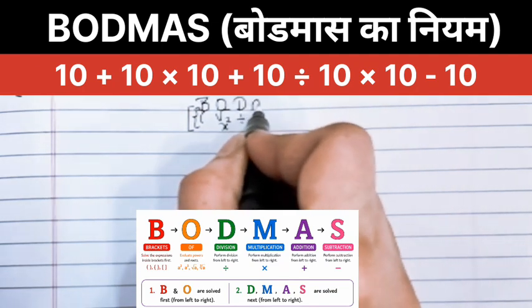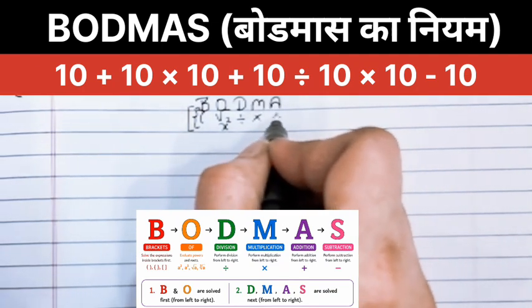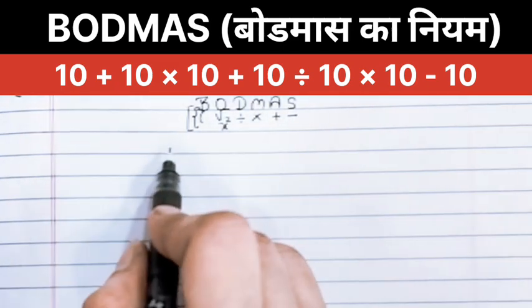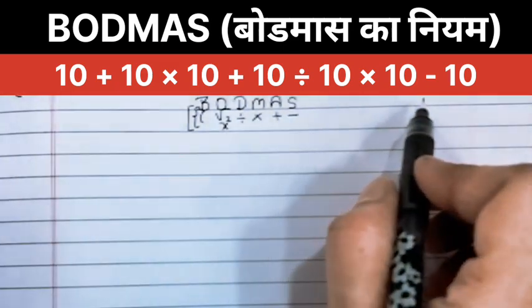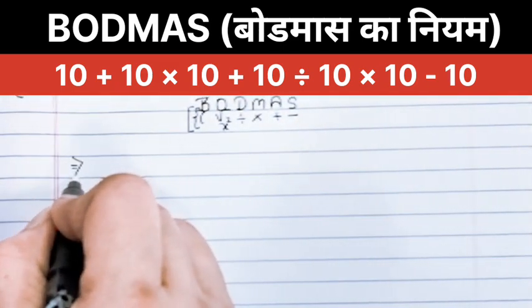D stands for division, M stands for multiplication, A stands for addition, S stands for subtraction. According to this BODMAS sequence, we'll break down this expression with a step-by-step solution.